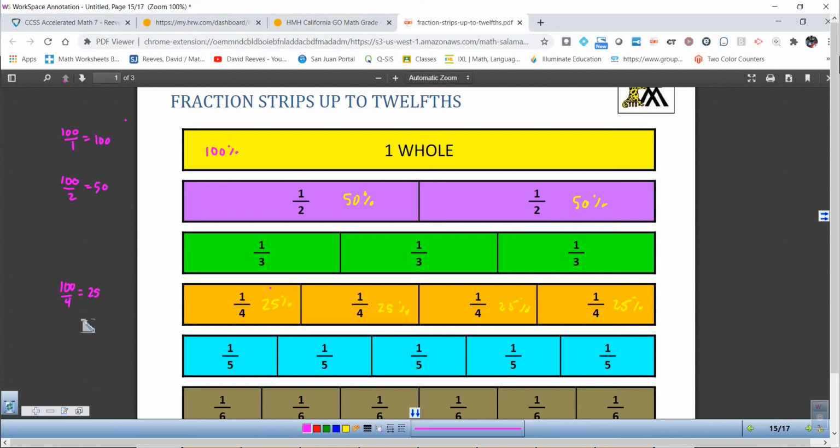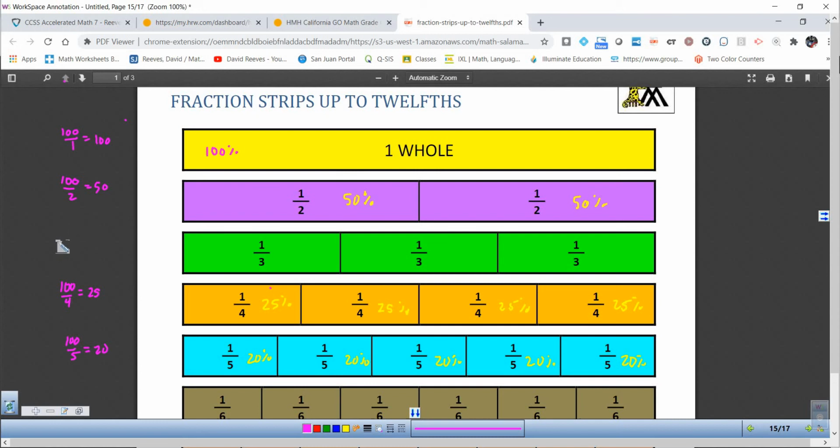What about 5? If I do 100 divided by 5, what do I get? I get 20. So what does that tell me? That tells me that 1/5 is 20%. And if you count by 20s, 20, 40, 60, 80, and 100.